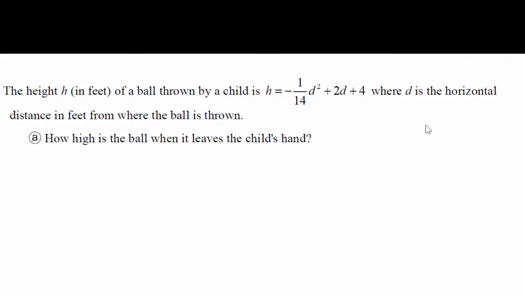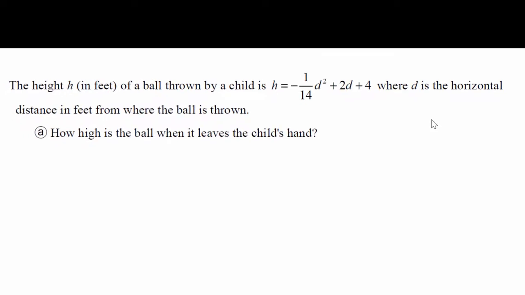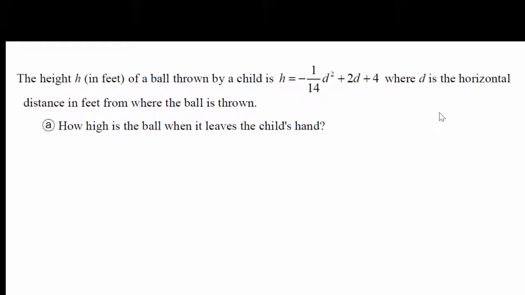So in this video, we look at another example of a word problem that involves a quadratic equation. In this example, the height h in feet of a ball thrown by a child is given by this equation. So they give you the equation. It says h equals negative 1/14 d squared plus 2d plus 4, where d is the horizontal distance in feet from where the ball is thrown.